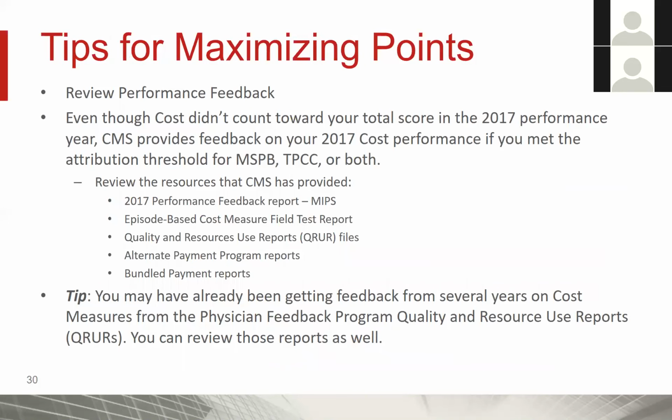Some other additional considerations for maximizing points in this performance category is review your performance feedback. Even though CMS didn't count the cost towards your final MIPS score in 2017, CMS does provide feedback on your 2017 cost performance if you did meet the attribution threshold for MSPB, TPCC, or both. So review some of the resources that CMS has provided on this measure. And you may have already been getting feedback from several years on cost measures from the Physician Feedback Program Quality and Use Reports, or QRURs. So you may want to review those reports as well to get an idea of how well you might do in this performance category for 2018 based on your 2017 outcomes.